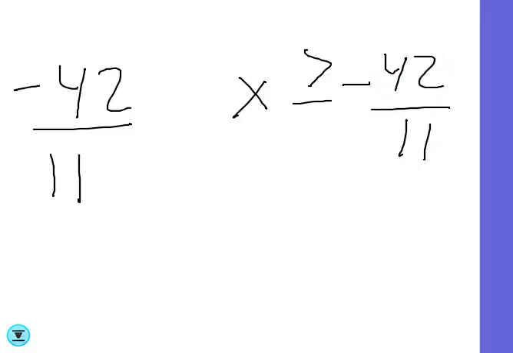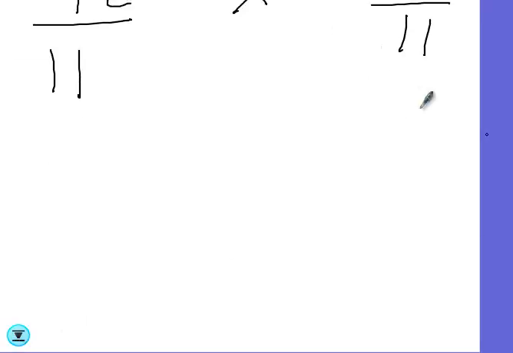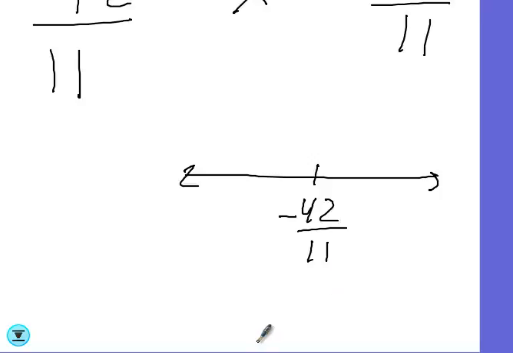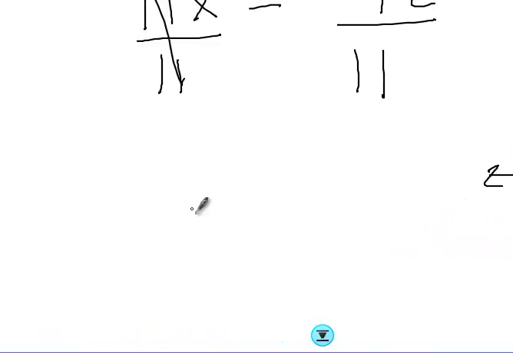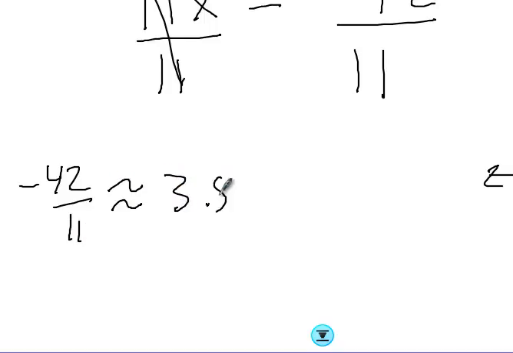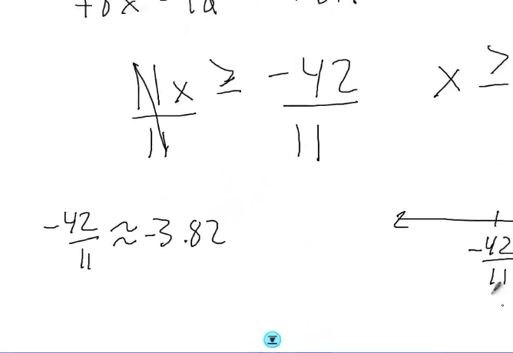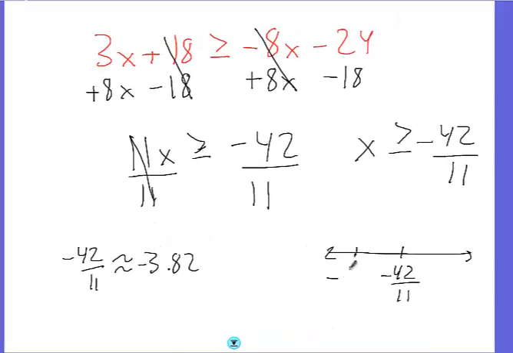over 11. All right. Now, a lot of you guys are going to ask me, how the heck are we going to graph this on a number line? Well, the same way you graph anything on a number line. First, you draw it. You put your important number in the middle. Negative 42 over 11 is roughly, just use my calculator, negative 3.82. So, to get a number smaller, choose negative 4. To make a number larger, I'll choose negative 3.